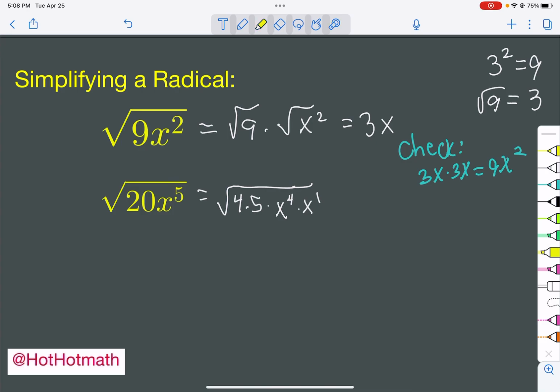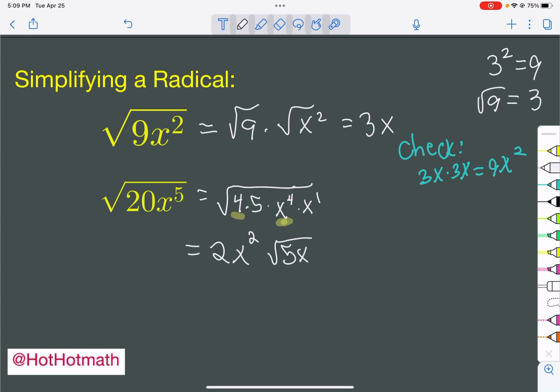So I can break this apart like this. Now, why do I want to do that? Well, this part here is a perfect square. This part here is a perfect square. So let's evaluate those two pieces. So the square root of 4 is 2. The square root of x to the 4th, cut the power in half, that's x squared. Now, there are still some pieces that we have not evaluated. 5 and the x. Because those are our extra pieces, they are not perfect squares. Just leave those pieces alone inside of your square root.